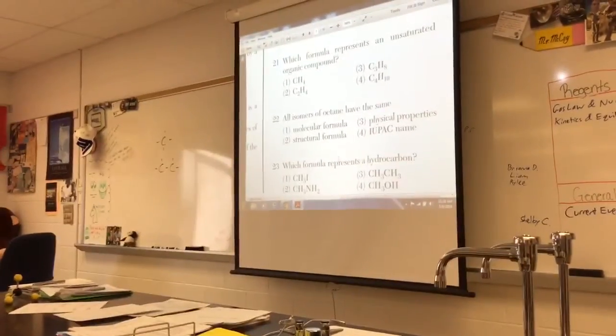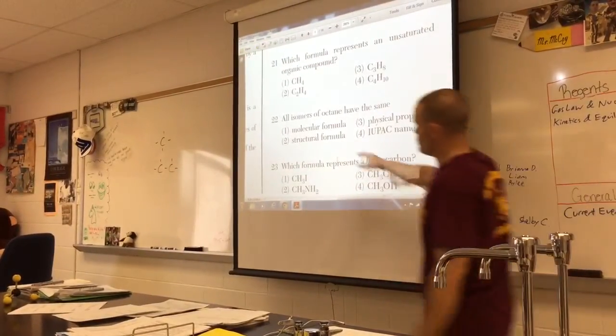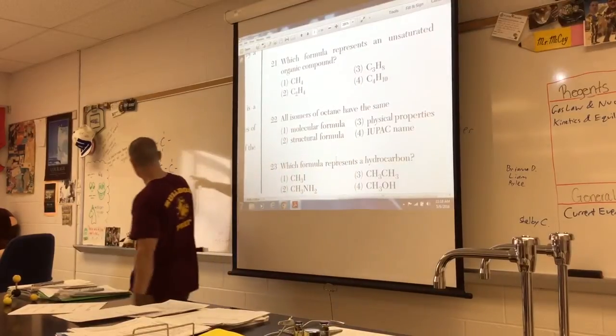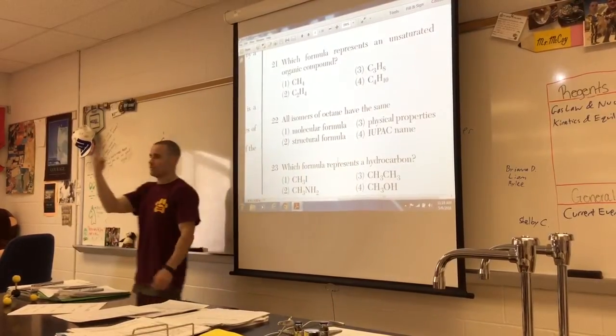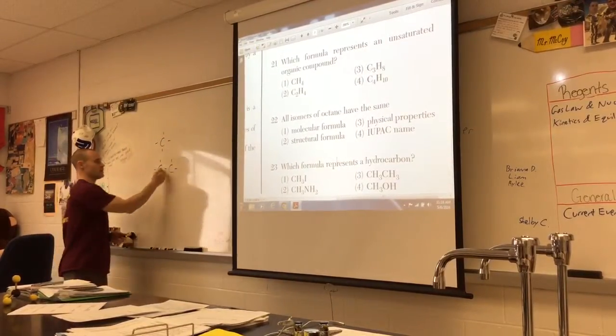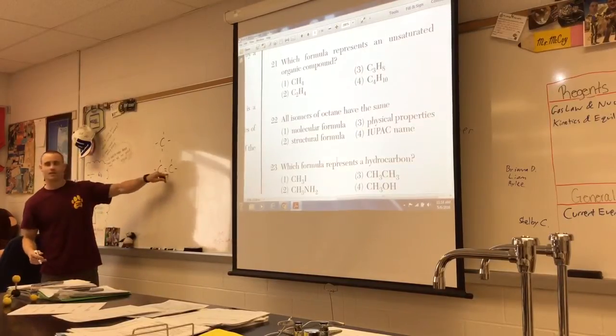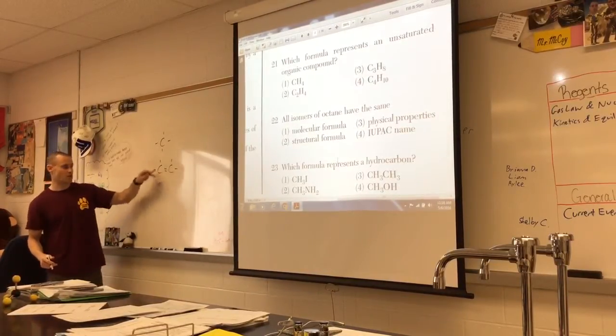So again, if you draw these out, you see that C2H4 is missing bonds, because each carbon has 4. So the only way this works is with a double bond. So that's unsaturated. It doesn't have the maximum number of hydrogens.